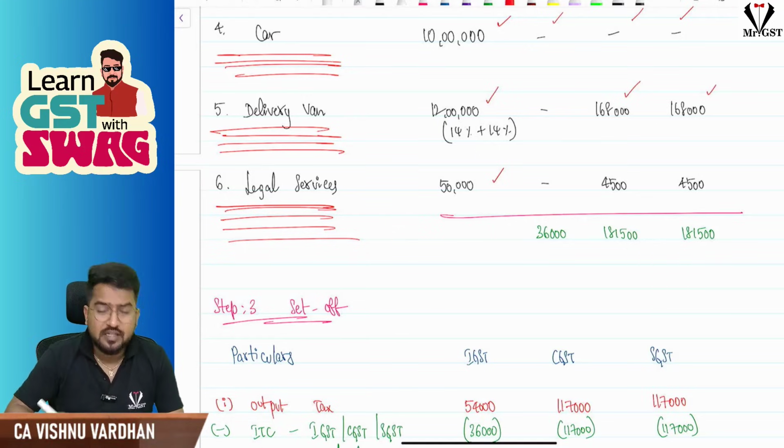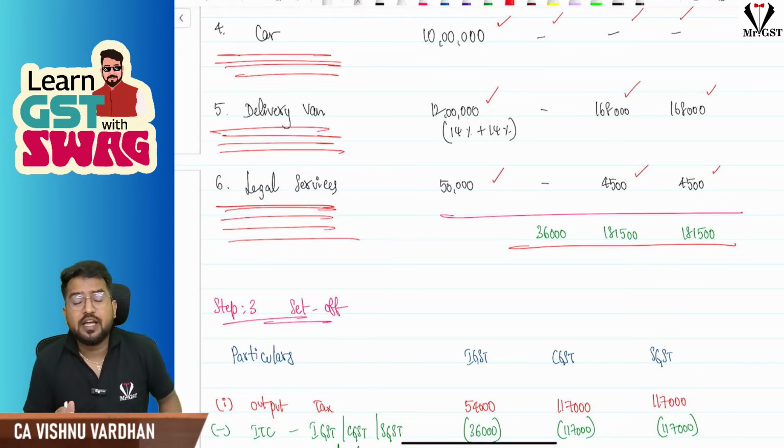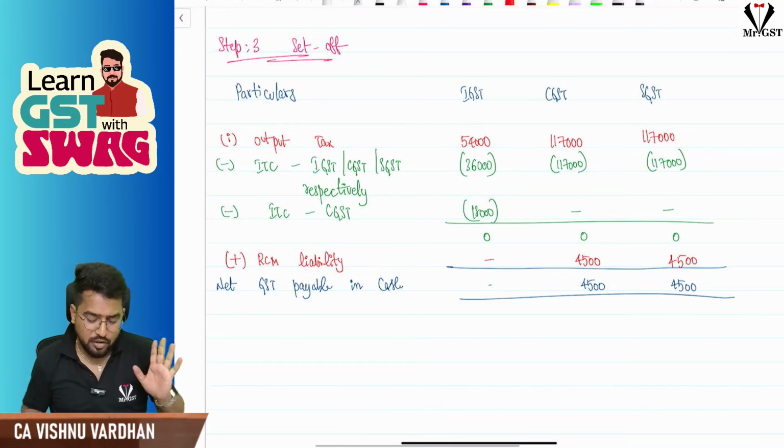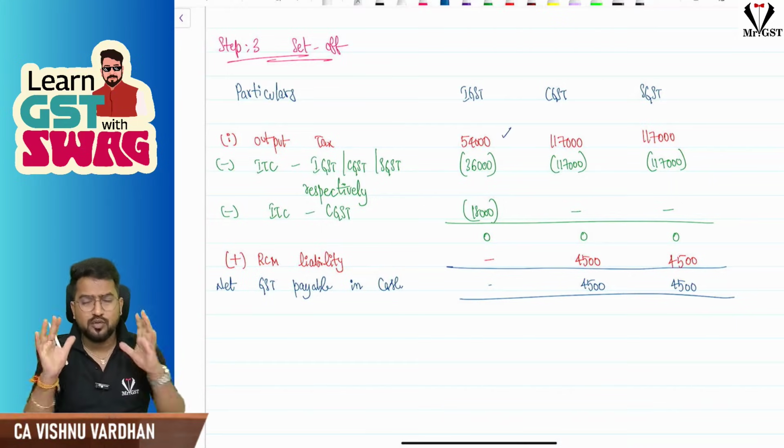Legal services, RCM purchase, I can take ITC. So intrastate, we have taken ITC. Okay, so this is the total ITC. And the final thing is set off. Now, if you see set off, we have this liability, 54,000 set off. Look at the format here, guys.